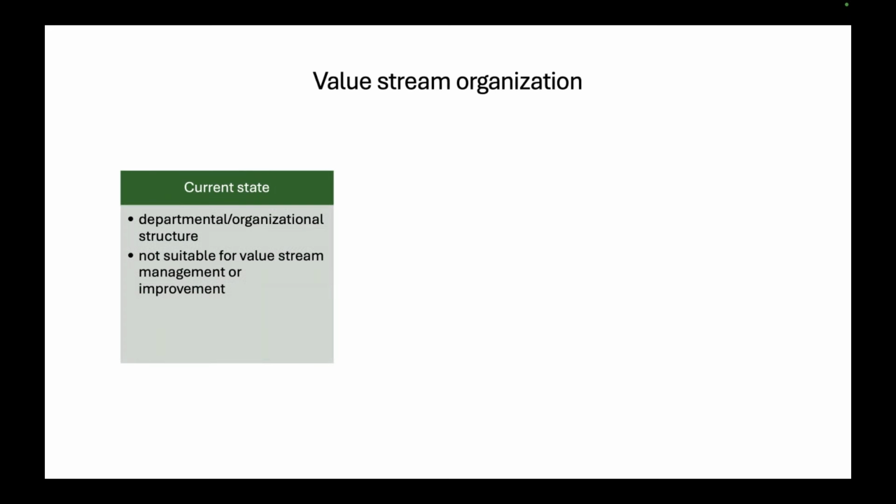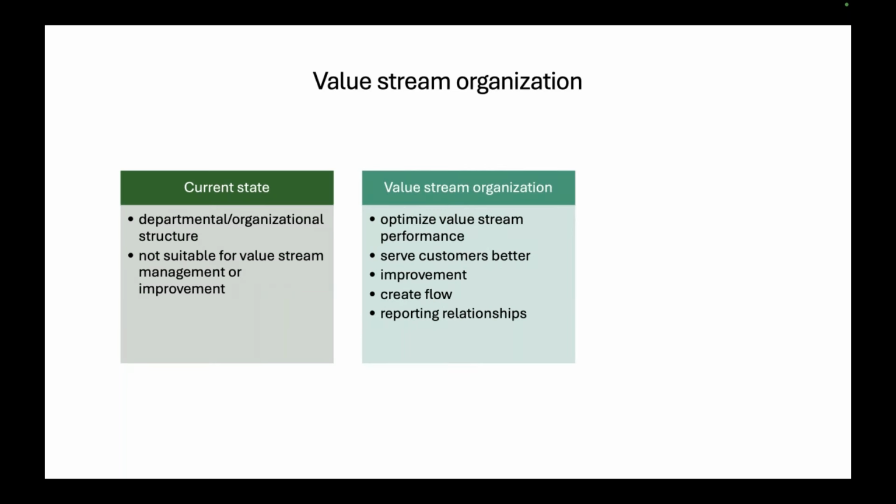So, most companies, in the current state, have a departmental organizational structure. And like I said earlier, that's not really suitable for value stream management or improvement. You have your structure that goes like this. Value streams work this way. So you need a method to organize this way. Why do you want to organize horizontally? Optimize value stream overall performance, serve customers better, drive improvement, create flow, and have the right reporting relationships.